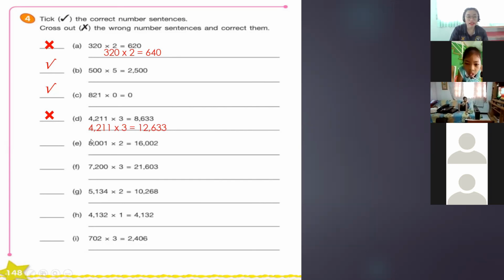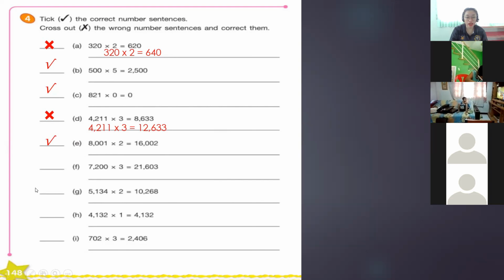Okay, next is letter E. We have 8,001 multiplied by 2 is equal to 16,002. Okay, so the product of 8,001 multiplied by 2 is 16,002. So letter E is correct.